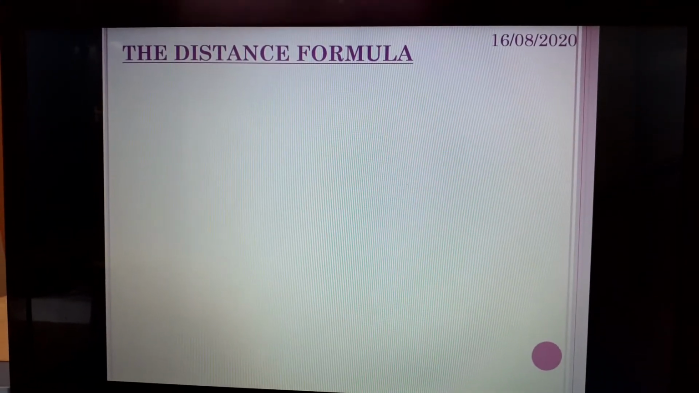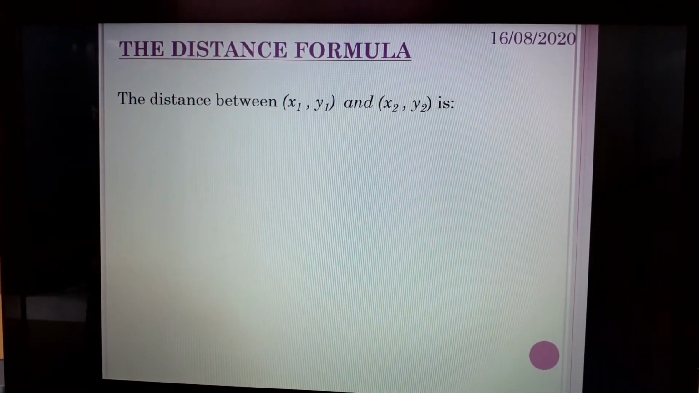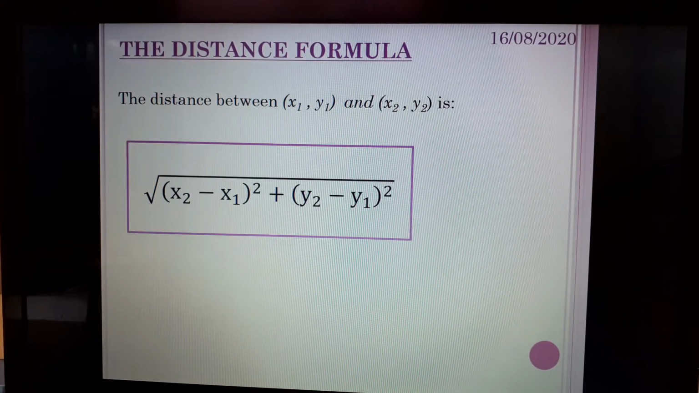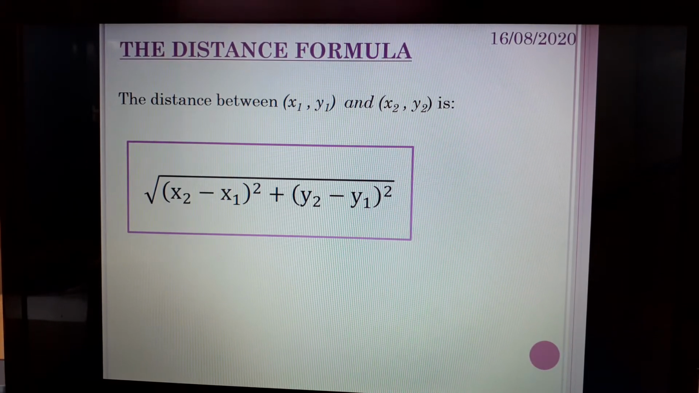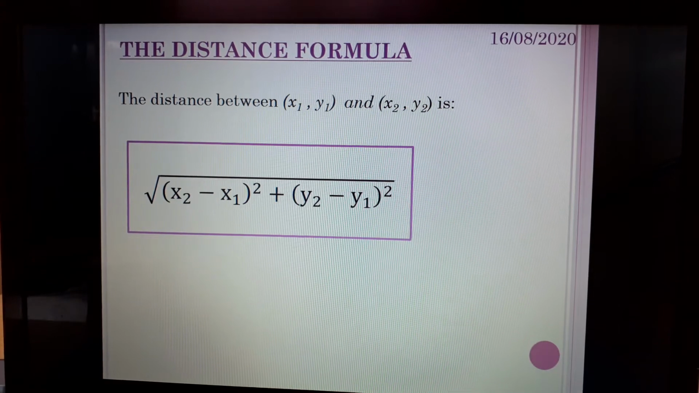Okay, so I'm just going to remind you about the distance formula. So if we have two coordinates x1 and y1 and x2 and y2, then this is the distance formula. So it is the square root of the difference between your two x's squared plus the difference between your two y's squared. Now, please try to remember when this was introduced to you at National 5 that the distance formula is actually basically Pythagoras' theorem.